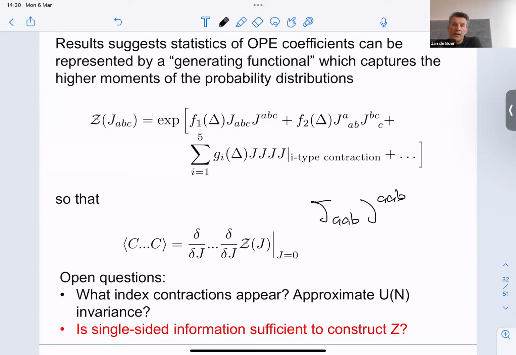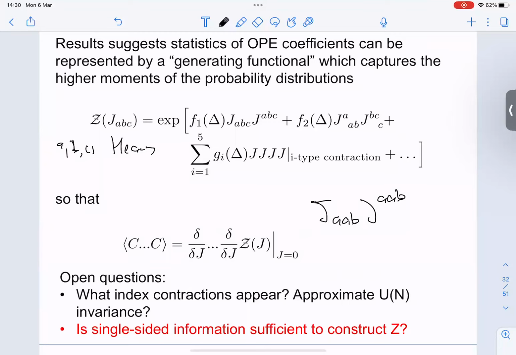And what's also interesting is what does the index A, B, C, what do they run over? Oh, yeah, yeah. So all these indices here are heavy indices. Okay. So they run over basis of the operators of the theory.